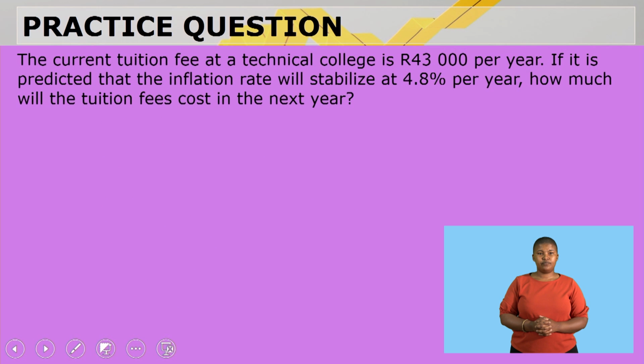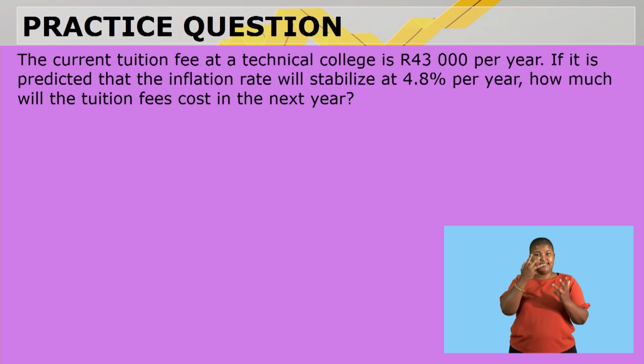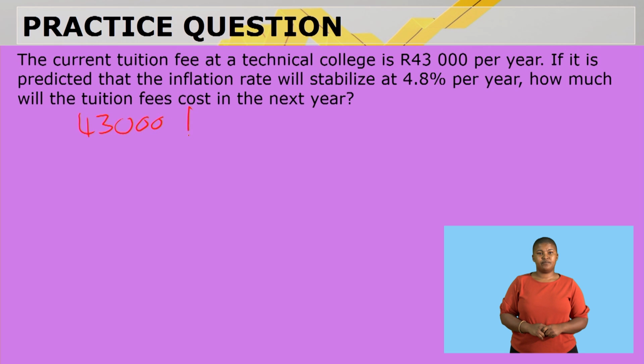The current tuition fee at a technical college is 43,000 Rand per year. If it is predicted that the inflation rate will stabilize at 4.8% per year, how much will the fees cost next year? So what's happening here is that 43,000 Rand is going to go up with 4.8%.